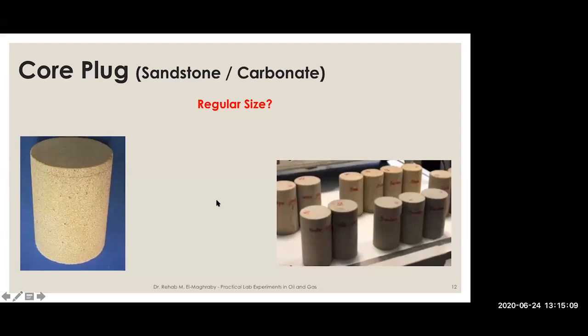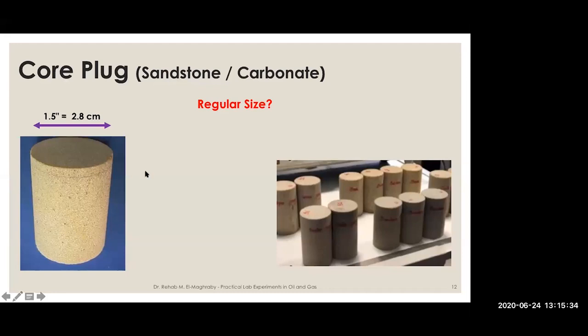So what is meant by standard type? It has a certain diameter. The diameter is up to 1.5 inches, so it can be from 1 inch to 1.5 inches, which is up to 2.8 centimeters, and the length from 2 inches to 3 inches. Okay? So this is a standard core plug.